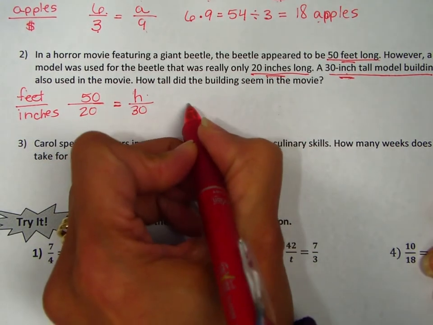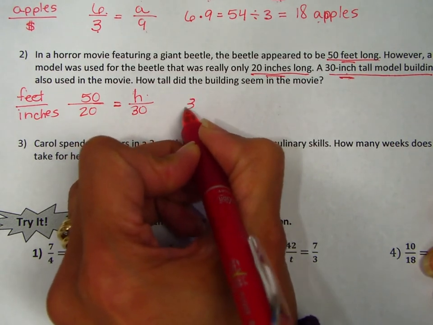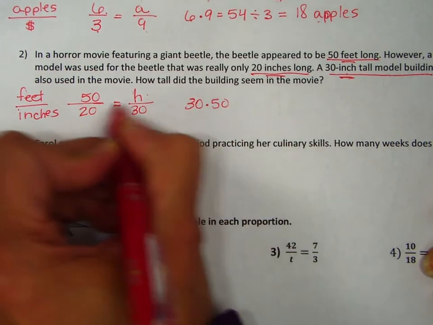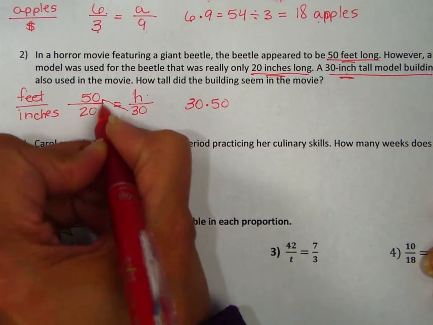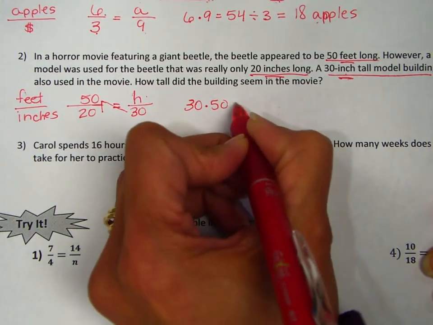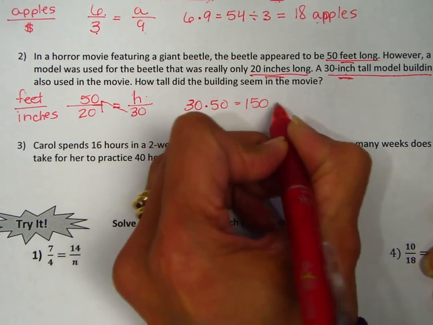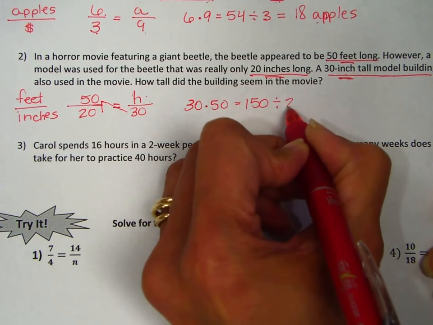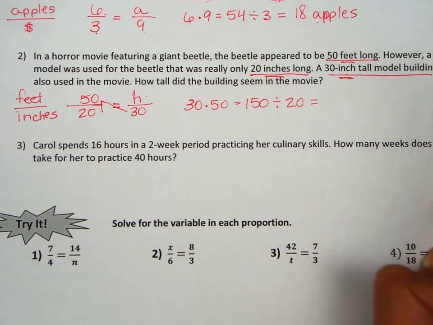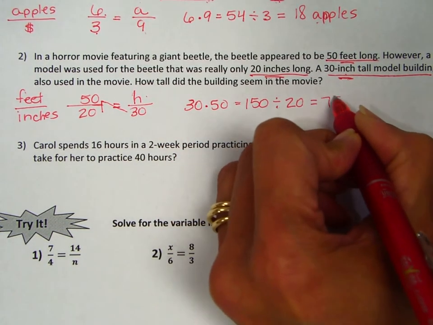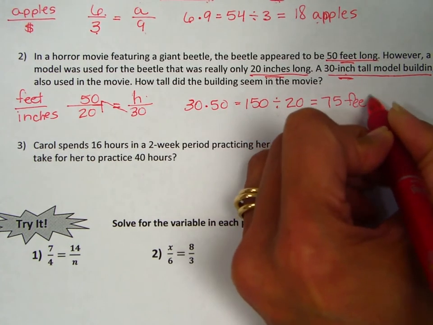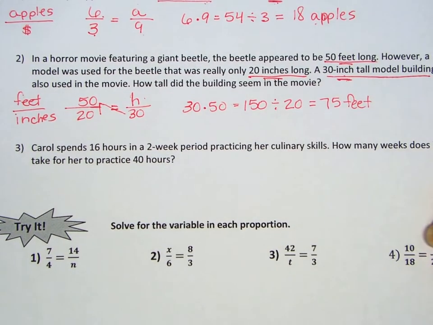And now I will cross multiply 30 times 50 and divide by my remaining amount. 30 times 50 is 1500. Divide by the 20 and we have a 75-foot building. So the building looked in the movie like it was 75 feet tall.